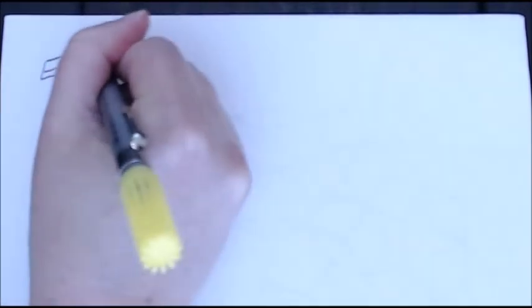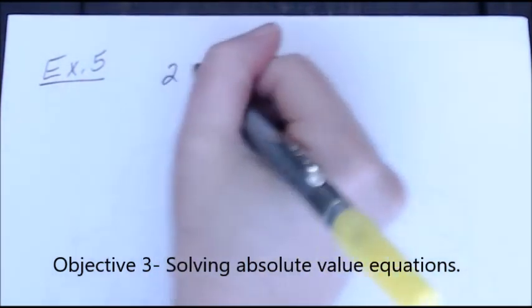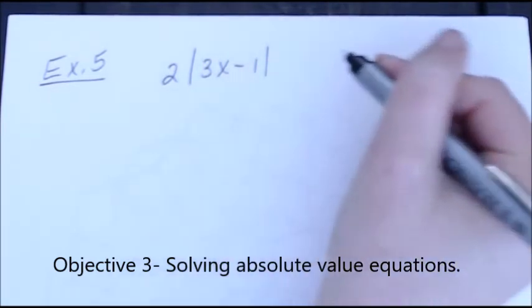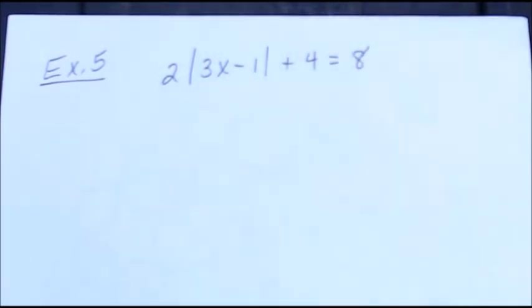Okay, so the next type of equation, we've done polynomial, we've done radical equations. So the next type we need to take a look at is absolute value equations. So example 5 in the guided notes is an absolute value equation. We've got 2 times the absolute value of 3x minus 1 plus 4 equals 8.